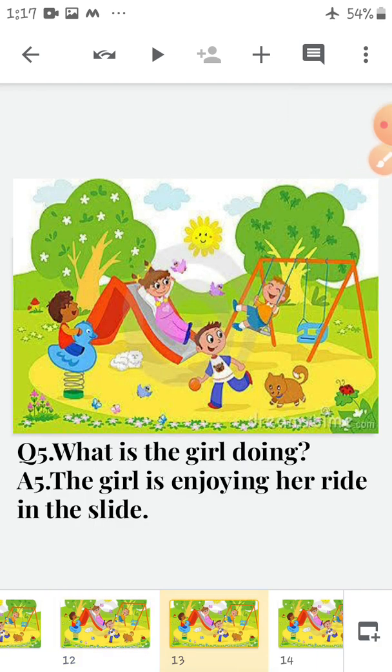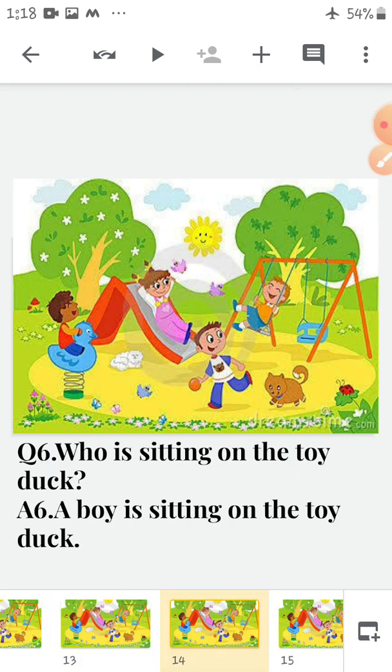Then, what is the girl doing, children? Can you see a girl there in the garden? Yes, a girl with pink pants and 2 ponytails. What is the girl doing? She is on the slide, right? So the girl is enjoying her ride on the slide.